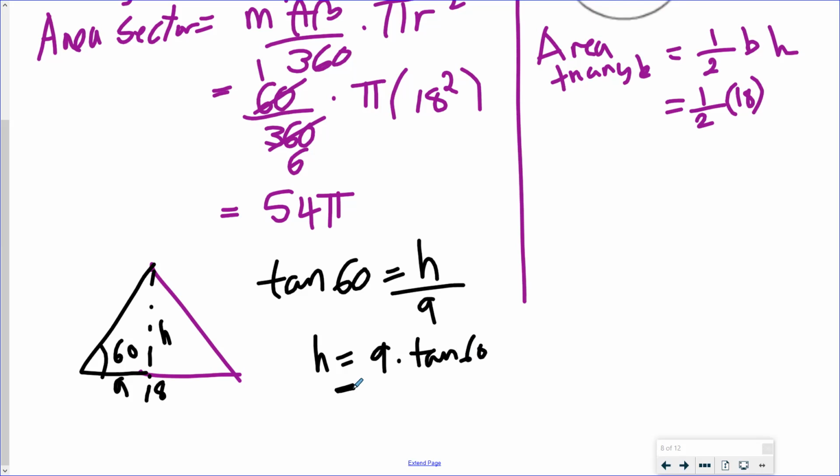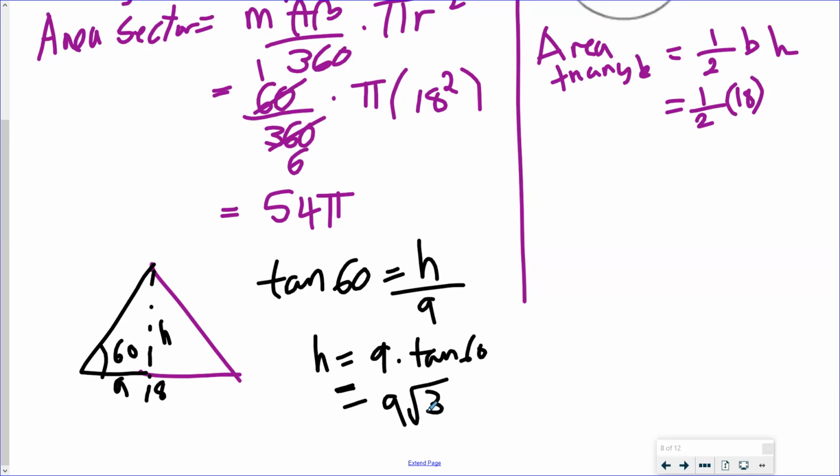Tan 60, which is 1 over square root of 3, or square root of 3? I forget, honestly. Wait, sine 60 is square root of 3 over 2 over 1 over 2. Yes, square root of 3. So it will be 9 square root of 3. This will be the height of the triangle.